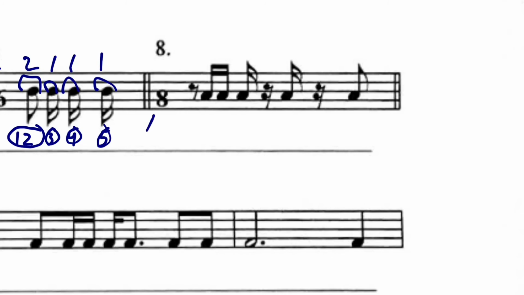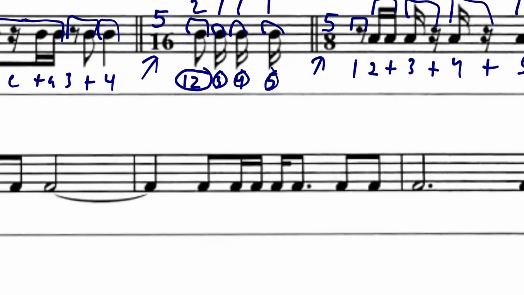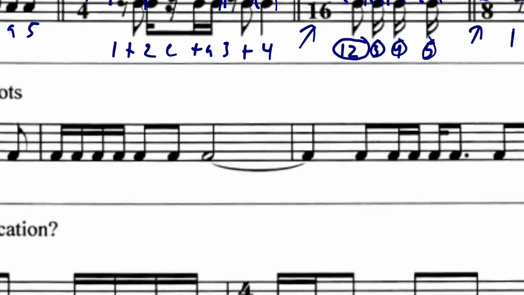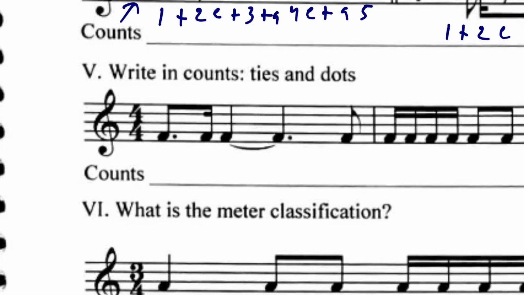Okay, how many 8th notes do we have now? 1, 2, 3, 4, 5 and 5 and 5. Look at us doing these 5s. Okay, 1, 2 and 3 and 4 and 5. So now we're doing count writing, but we're having to deal with ties and dots. So mostly the same.